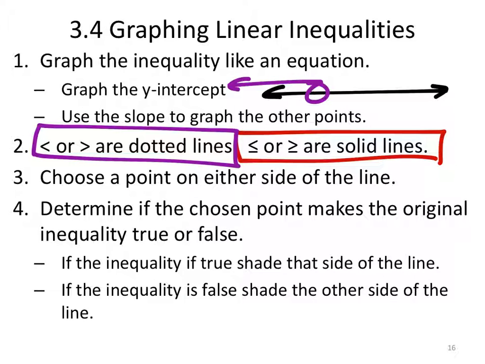If we find that the point that we chose gives us a false statement, then we have to shade the other side of the line. If it gives us a true statement, then we do shade that side of the line. That doesn't make a lot of sense right now.